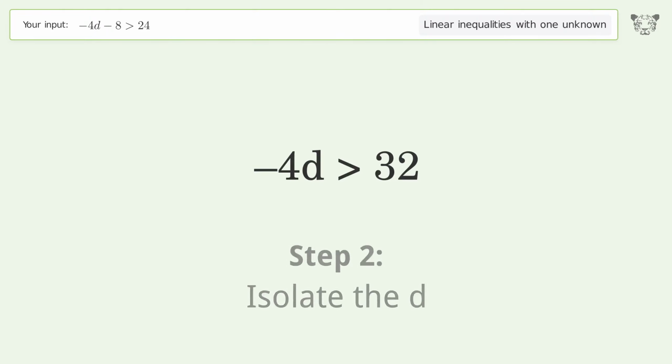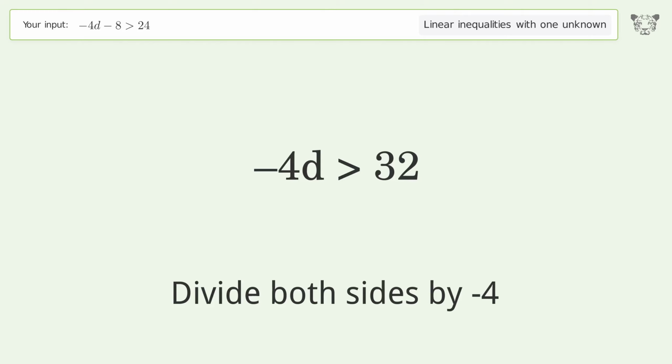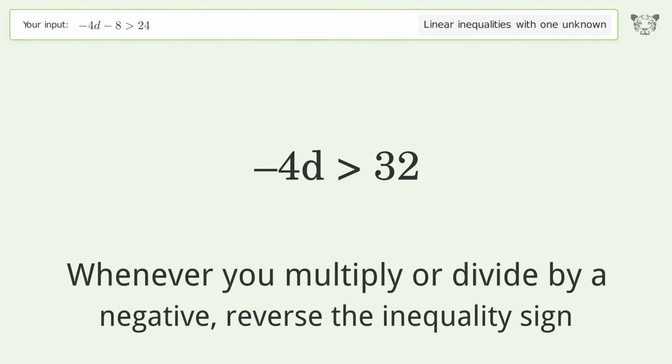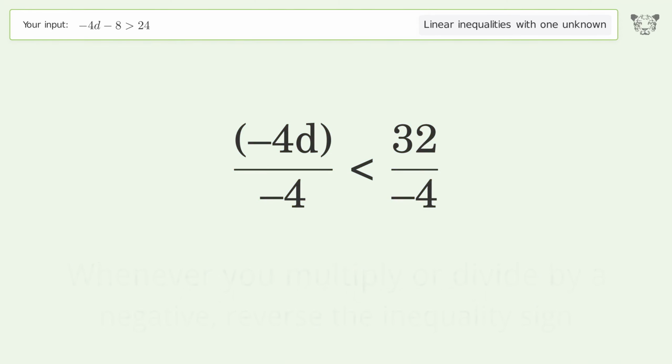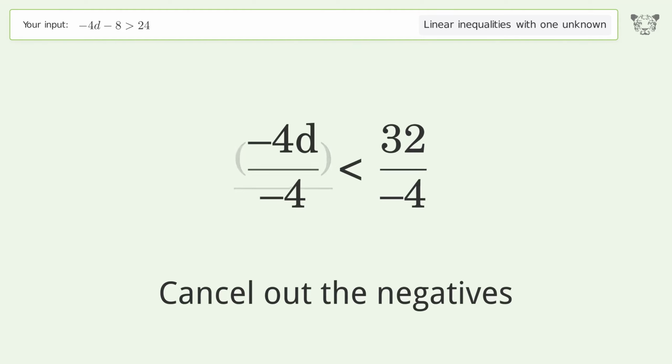Isolate the d. Divide both sides by -4. Whenever you multiply or divide by a negative, reverse the inequality sign. Cancel out the negatives.